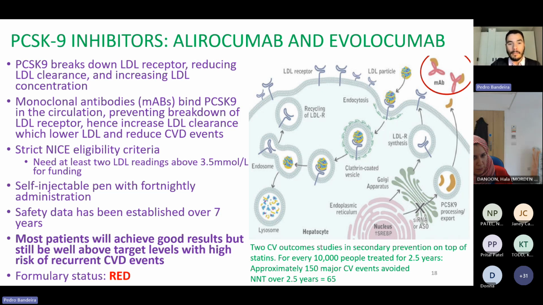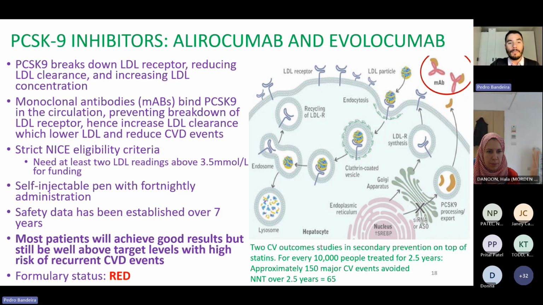There have been major outcome studies in secondary prevention on top of statins, and for these therapies, we had a number needed to treat of 65 over 2.5 years. In these major cardiovascular outcome trials, there were approximately 150 major cardiovascular events avoided by using this therapy.